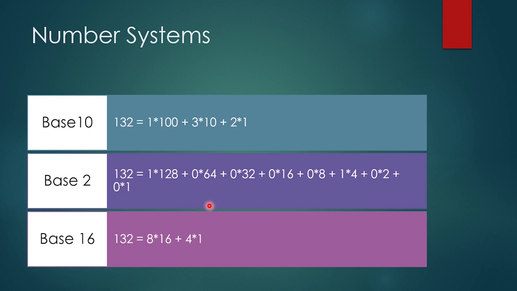Here, the powers are not 10 to the power of 0, but 2 to the power of 0, 2 to the power of 1, 2 to the power of 2, 2 to the power of 3, 2 to the power of 4, 2 to the 5th, 2 to the 6th, and 2 to the 7th. So we can say, well, what is 132? Well, it's 1/128th, which is the biggest power of 2 less than 132. So that's 128, but there's 4 left over.